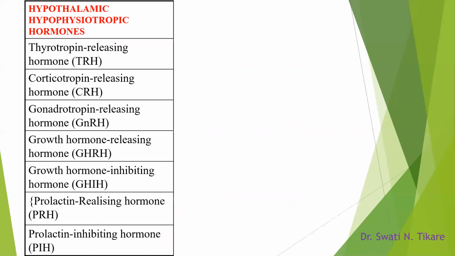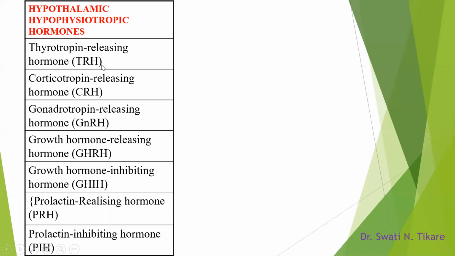What are the releasing and inhibiting hormones produced by the hypothalamus? They are also called hypothalamic hypophysiotropic hormones. Okay. So why hypophysiotropic? They are acting on the hypophysis, that is the pituitary. So they are tropic to it. Very important for it to act on the anterior pituitary. So they are called hypophysiotropic hormones.